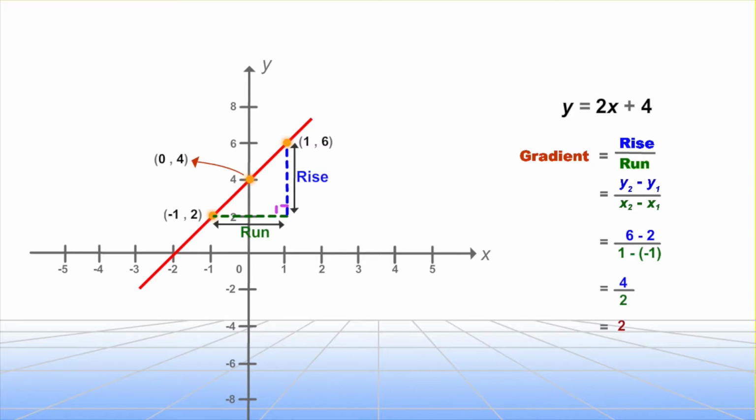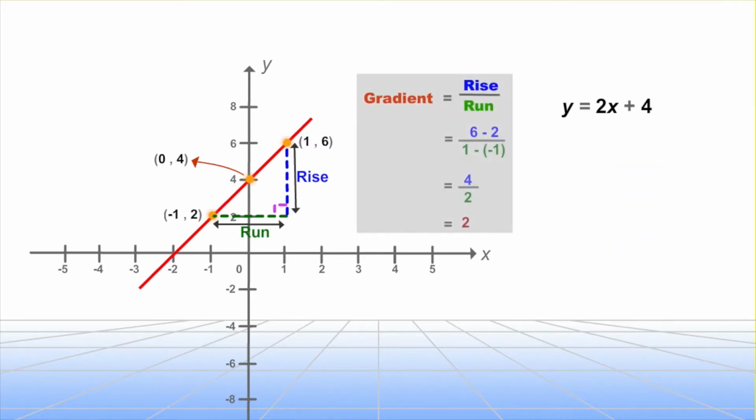Now, let us first see how the value of 2 is related to the graph. Can you see that the gradient 2 is reflected as the coefficient of x? The coefficient of x represents the gradient of the graph. Now, let us look at the graph again and see how the value of 4 is related to the graph. Can you see that the line cuts the y-axis at 4? We can also say the y-intercept is 4.